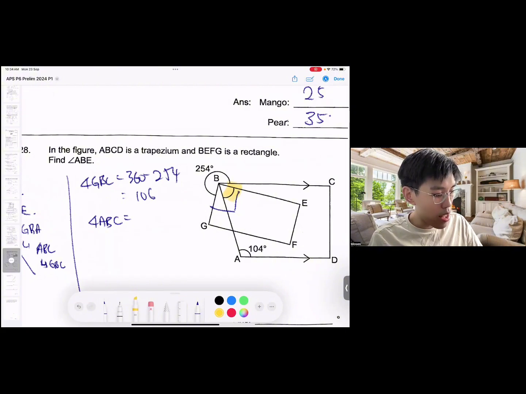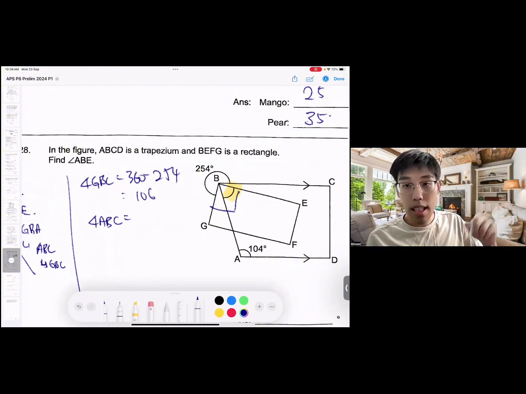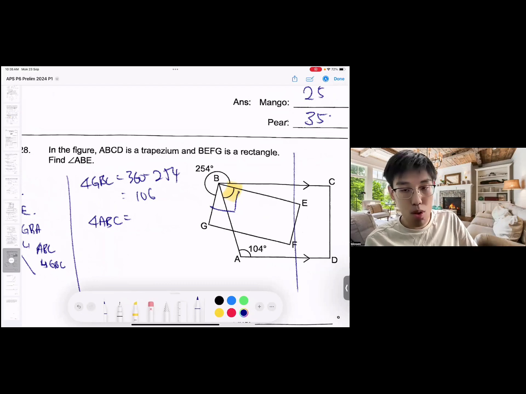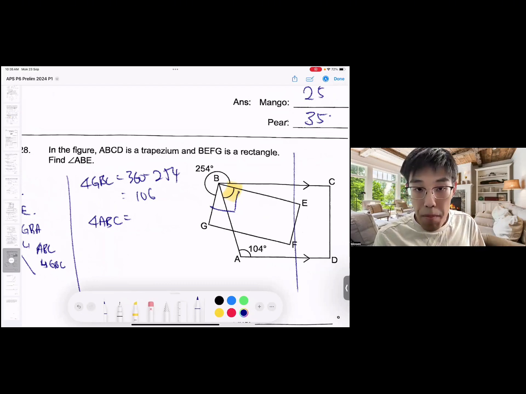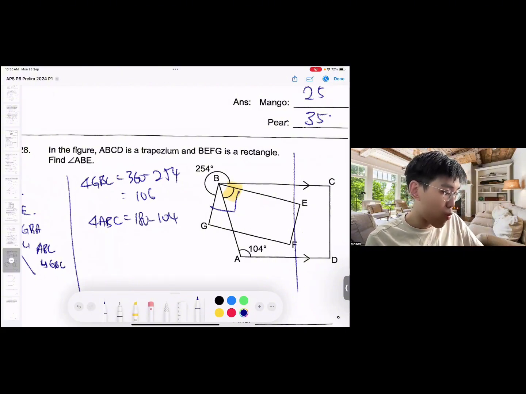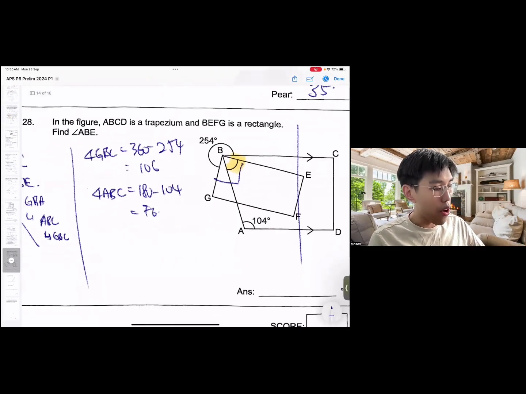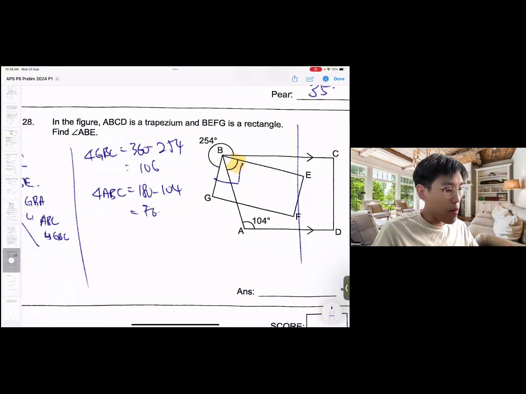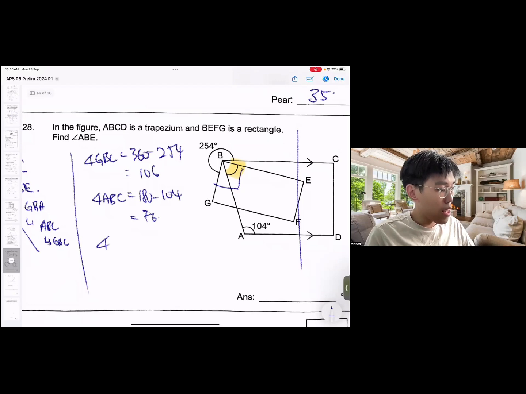ABC is here. This is about angles in the same segment. If I have a pair of parallel lines, I can cut through. So ABC plus BAD gives me 180. So ABC will be straightforward: 180 minus 104, which is 76. Okay, once we got ABC, which is 76, then I will be able to find GBA.